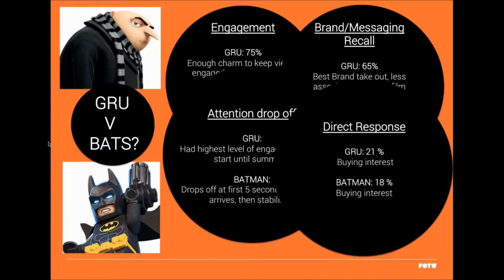And then with regards to direct response, buying interest. After watching the Gru spot, 21% had a buying interest in the product, whereas after watching Batman, 18% had a buying interest. So that's 4 out of 4 for Gru, out of the few I've shared today. But essentially, this pattern of Gru winning against Batman was consistent on all criteria in the focus testing.